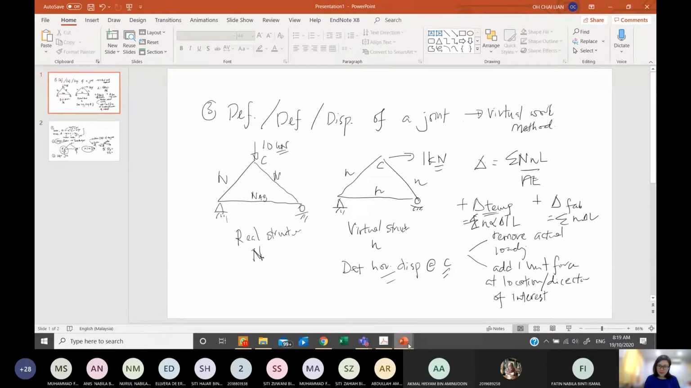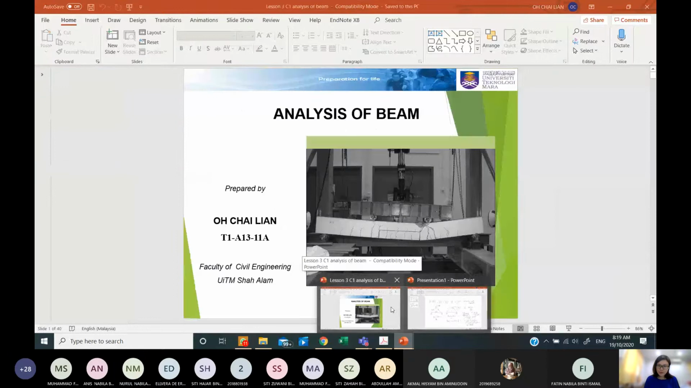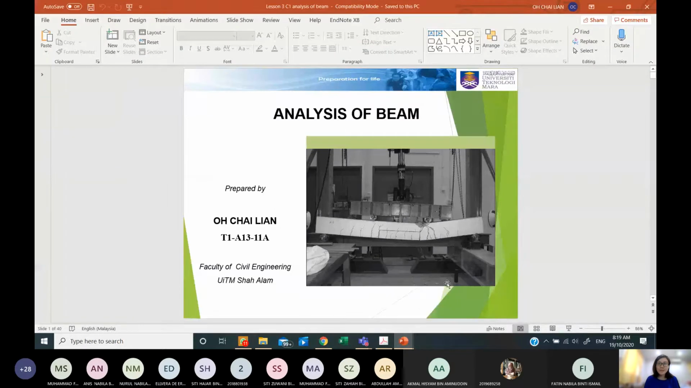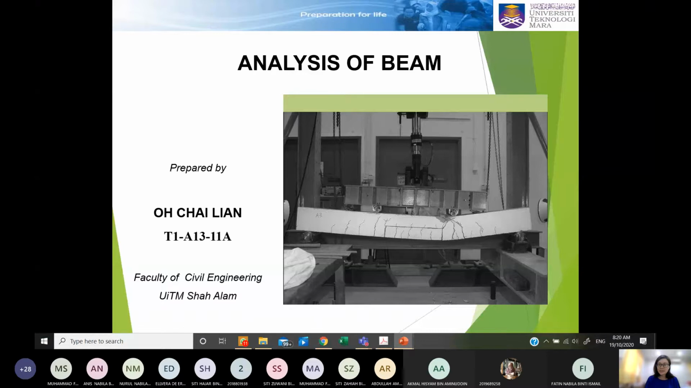So now we are going to move on to another type of structure. Of course, we need to make sure this is still a determinate system. So we will analyze the beam. Can you see my slide right now? Analysis of beam.